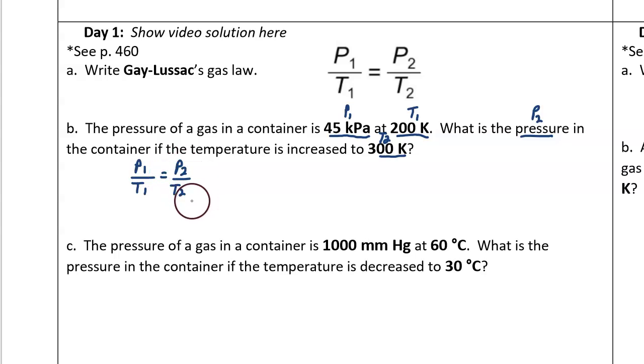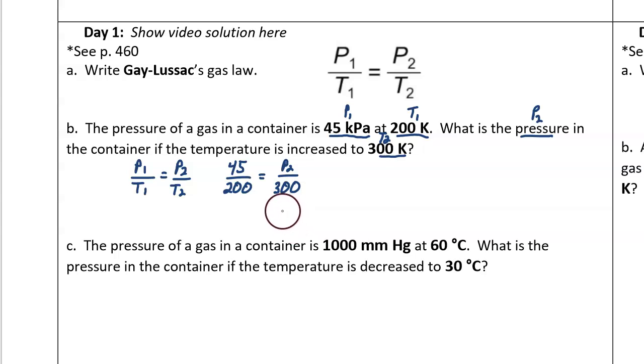And then make the substitutions. For P1, 45. For T1, 200. P2 is our unknown variable, and T2 is 300. Now solve the equation. This equation can be solved by multiplying by 300 on both sides, because multiplying by 300 would cancel out where it says divide by 300, leaving the variable P2 alone.